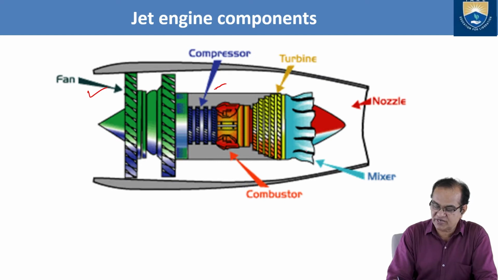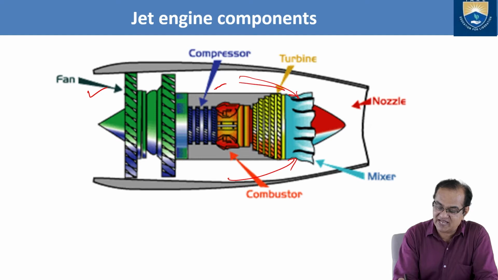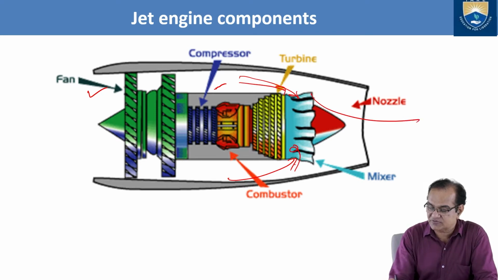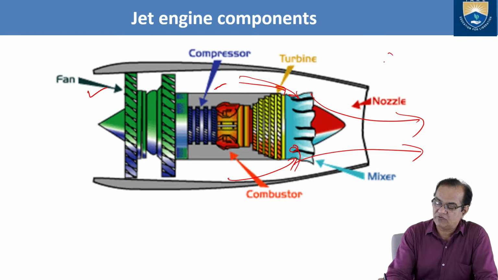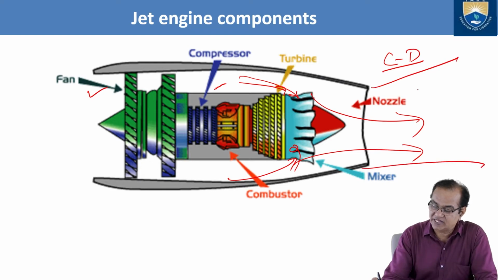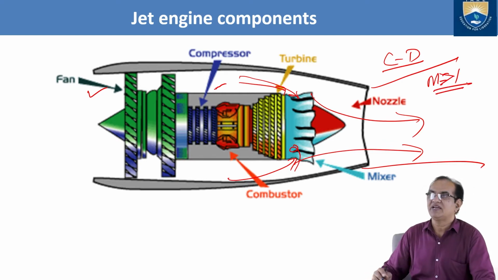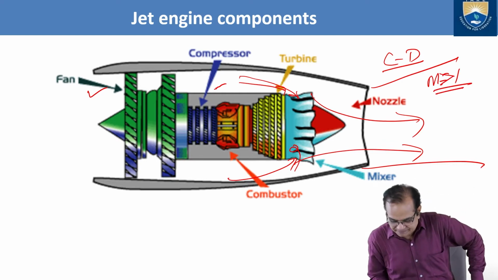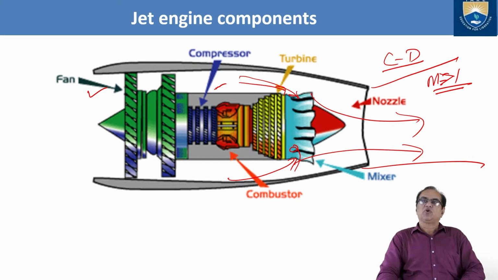Then we have the mixer here. This mixer is used to mix the fluid of the turbine and the fluid coming from the fan area. They all will be mixing, and then all this will go outside, and this nozzle will give the speed. If we are using a convergent and divergent nozzle, you are going to get high speed, more than 1 Mach. So this is the airflow which I am talking about.